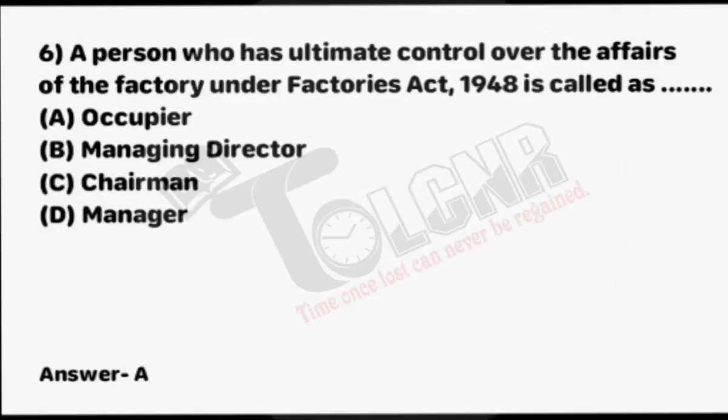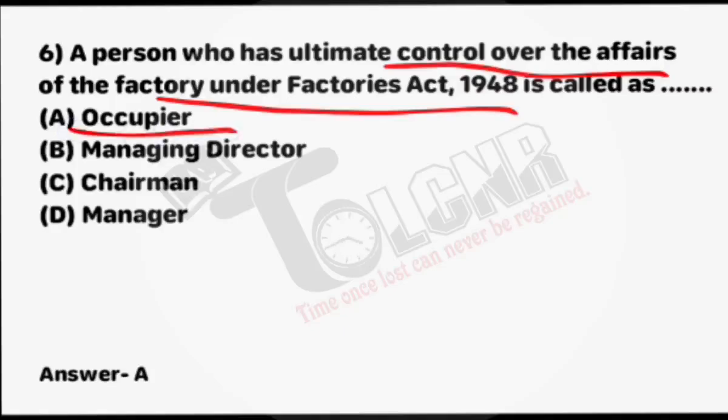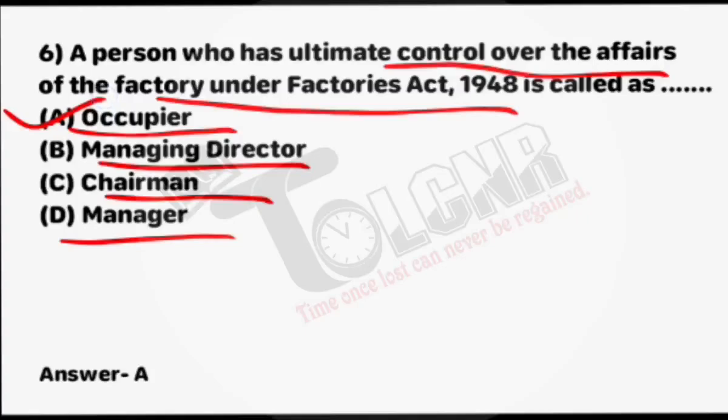Next question, a person who has ultimate control over the affairs of the factories under Factories Act 1948 is called as first option occupier, B option managing director, C option chairman, and D option manager. Option A is correct, occupier. A person who has ultimate control over the affairs of the factories under Factory Act 1948 is called as occupier, right?